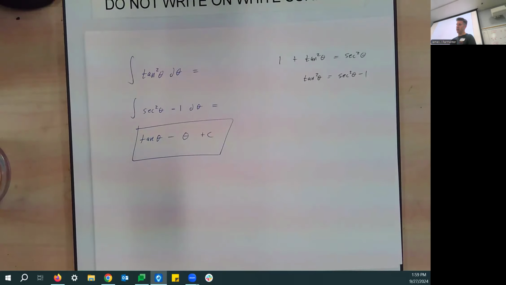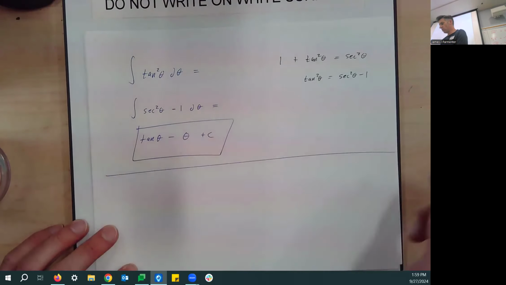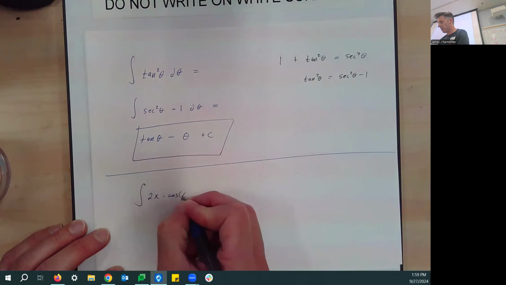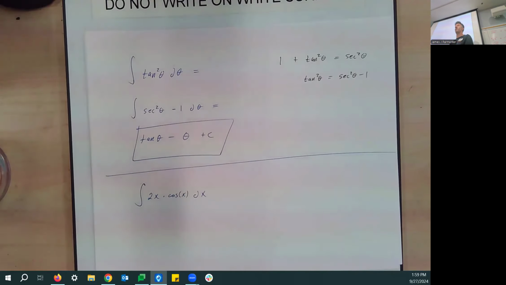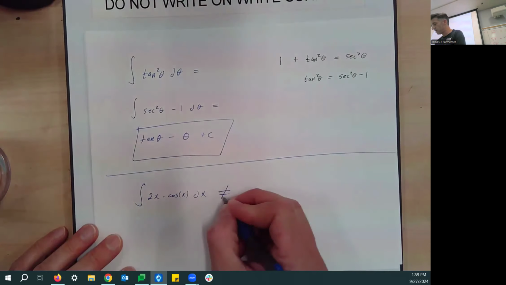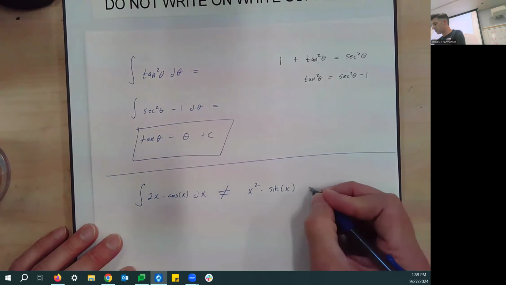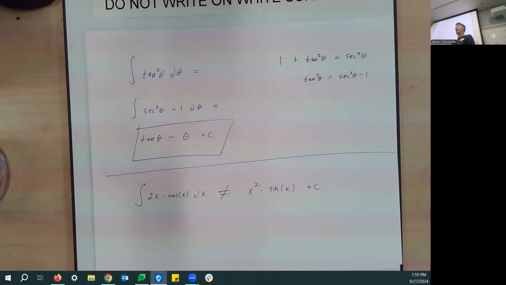The last thing I'll say, we're not really there yet, but eventually we'll talk about how to integrate something like this, 2x times cosine of x. What I really want you all to take to heart right now is that the antiderivative of this is not x squared times sine of x. You cannot anti-differentiate a product of two functions by anti-differentiating each part and then multiplying it together.